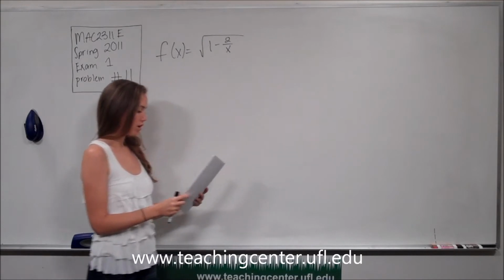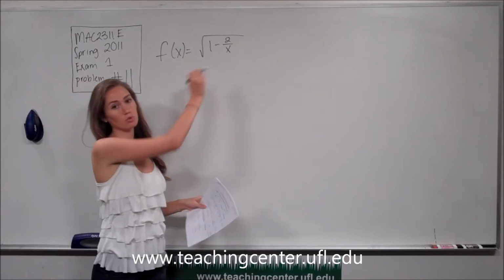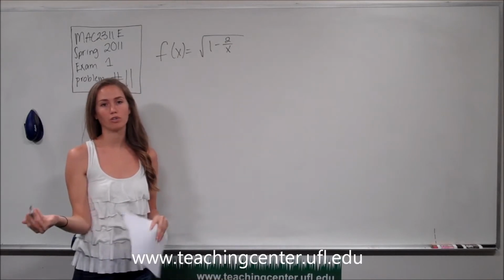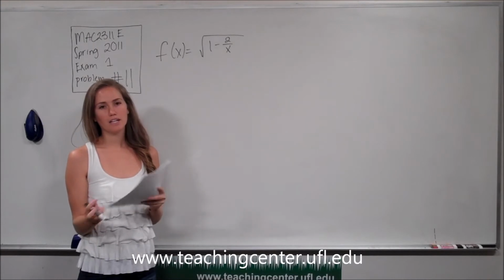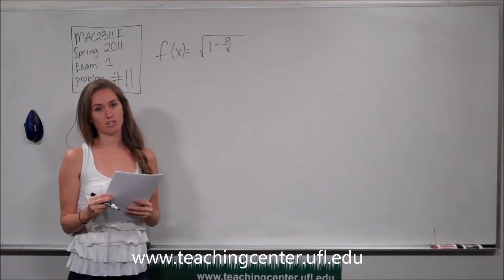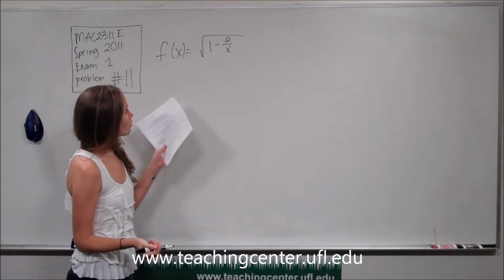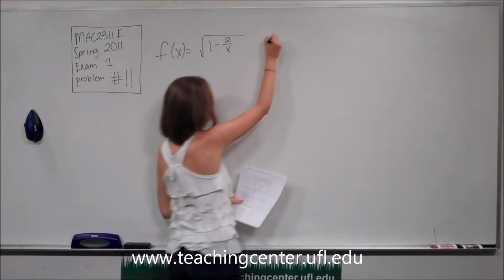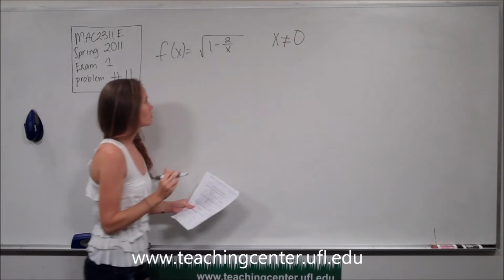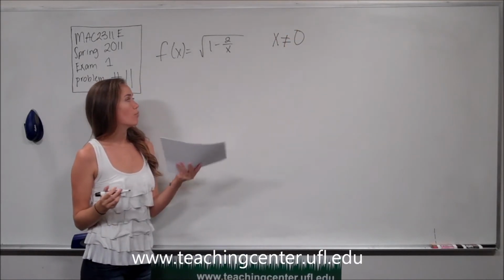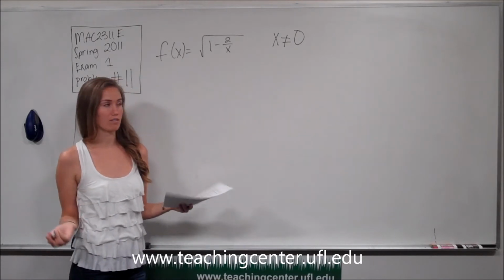So first of all, for the domain in this problem, we have to worry about the fact that it's a square root, because we can't take the square root of a negative number, and also that x is in the denominator, because we can't have 0 in our denominator or else our function does not exist. So x can't be equal to 0. Now we have to figure out where what's inside the square root is non-negative, because we can't take the square root of a negative number.